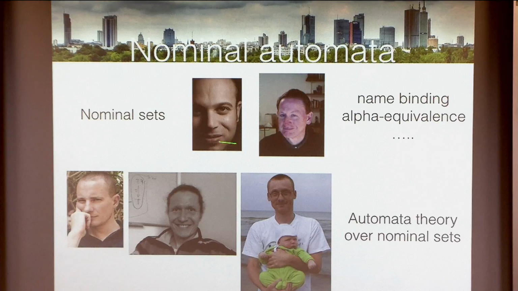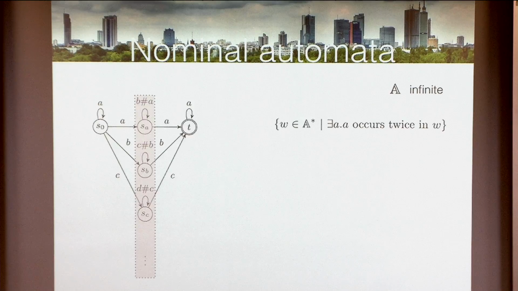So nominal sets were there in this work of Gabbay and Pitts. And then a few years ago, this group of people from Warsaw started looking at automata theory over nominal sets. So take an automata theory book, replace every set by a nominal set, and ask the question, which theorems are still valid? They have a series of papers on developing automata theory over nominal sets.